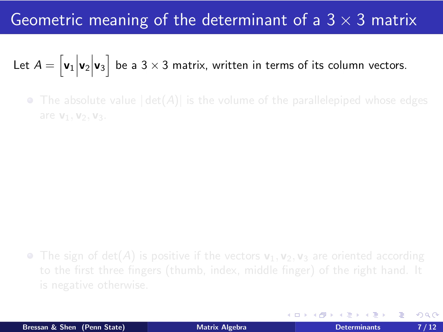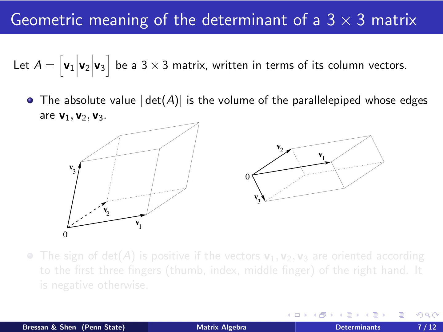Now let's look at a 3 by 3 matrix and interpret the geometrical meaning of its determinant. Let's say we have a 3 by 3 matrix A, and we denote the 3 columns as v1, v2, v3. Then the absolute value of the determinant of A is exactly the volume of the parallelepiped with the 3 edges v1, v2, and v3.